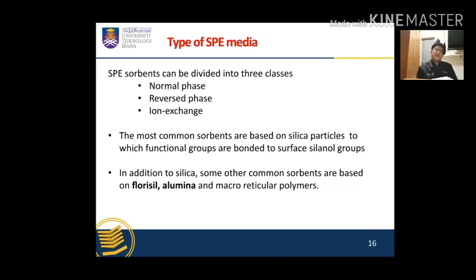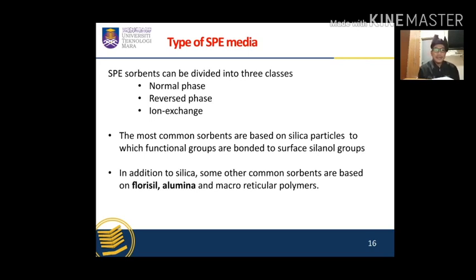In normal phase SPE, the interaction of media and analyte is through hydrophilic interaction. The solvent media is polar and the mobile phase is non-polar. It is the reverse of the reverse phase system. So normally we use normal phase SPE for polar analyte in a mid to non-polar matrix.